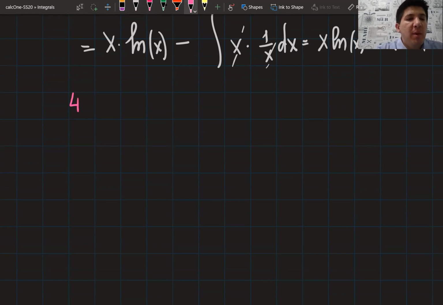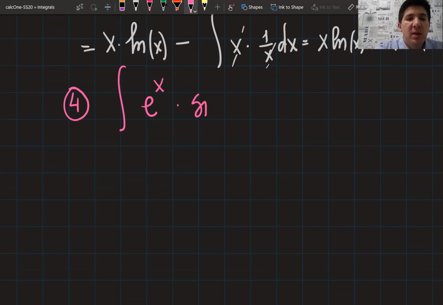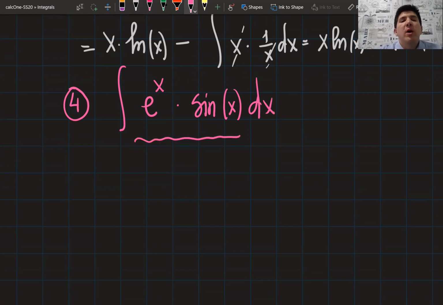The problem number 4 is the integration of e to the power of x multiplied by the sine of x. Good. So we need to figure out what this is. The thing is, if I choose u as e to the power of x, it is not going to be eliminated in the second integral. If u is equal to the sine of x, it's still going to be a trigonometric function in the second integration. So then what do we have to do?